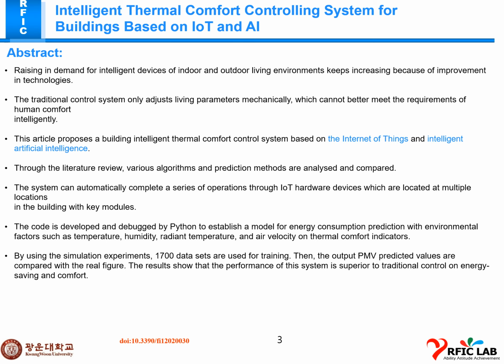And in this paper, various algorithms and prediction methods have been analyzed, and it automatically completes the series of operations through IoT hardware devices in the building with key modulation. And the code is developed and debugged by Python to establish a model of energy consumption prediction with the environmental factors such as temperature, humidity, radiant temperature and air velocity for the thermal comfort indicator.